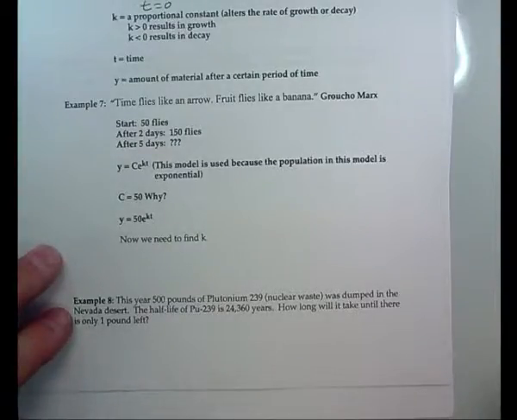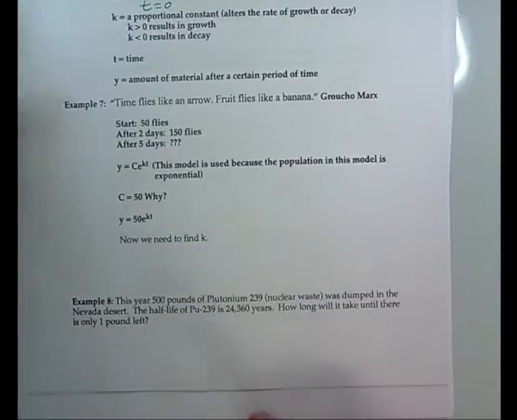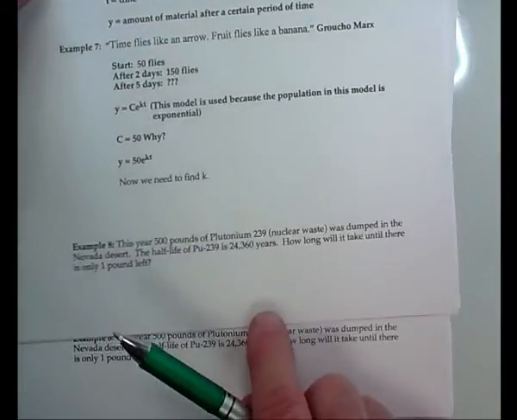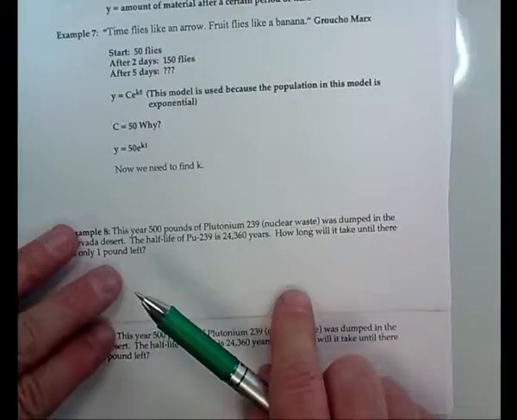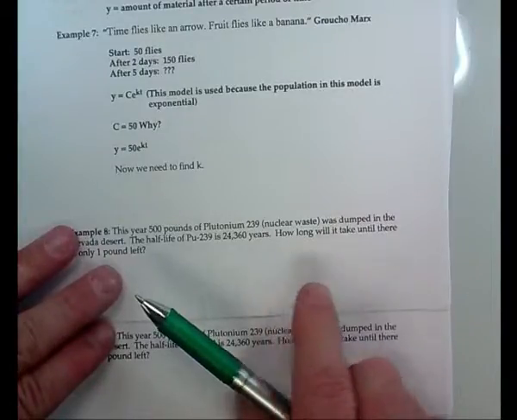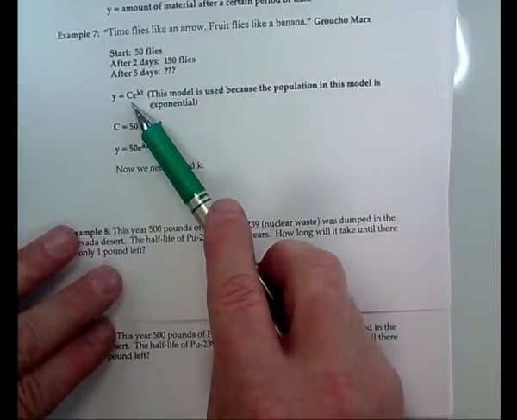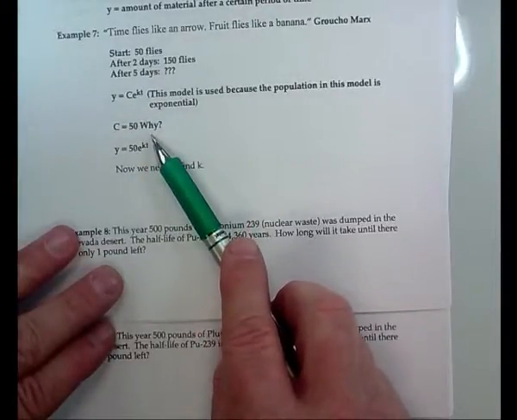But they're there. So, we have 50 flies at the start. After 2 days, we have 150 flies. I'm telling you that we have exponential growth. C is 50. Why?